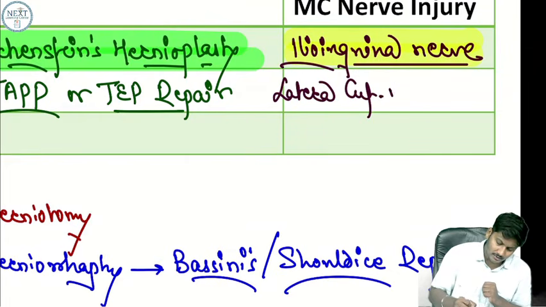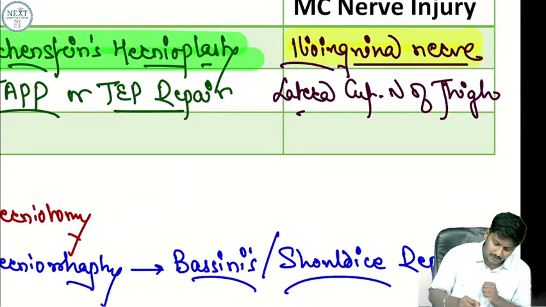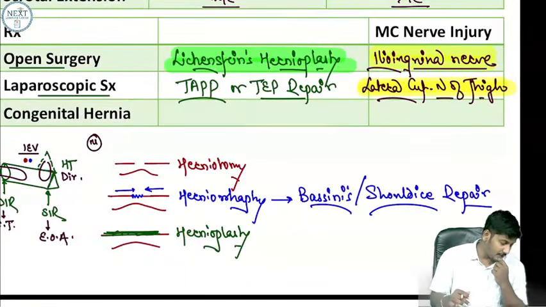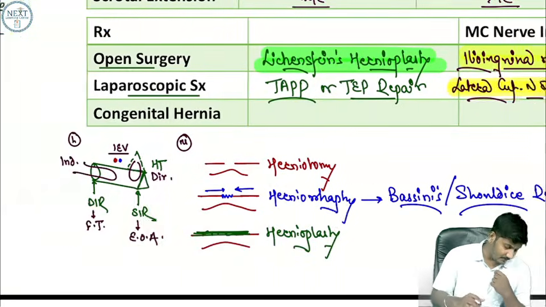So whenever there is damage to the lateral cutaneous nerve of the thigh, that causes meralgia paresthetica, and that is the most common nerve injured, beta, in a case of laparoscopic inguinal hernia surgery. That is very important. Recent NEET PG, and multiple times asked in the examination, beta.